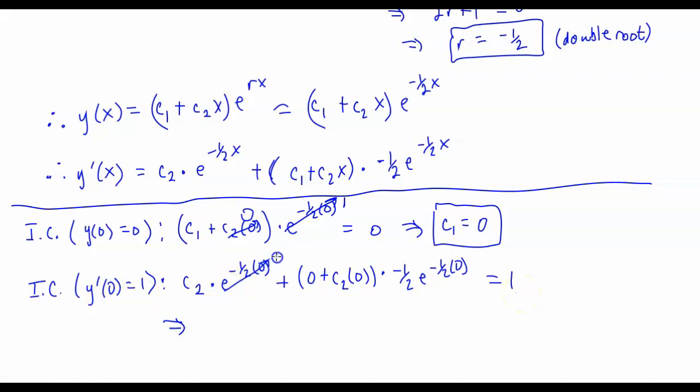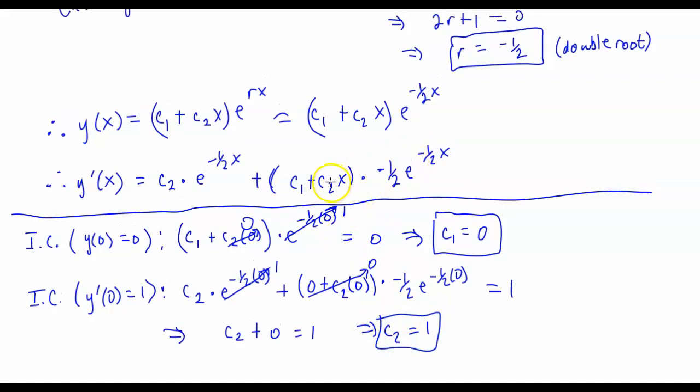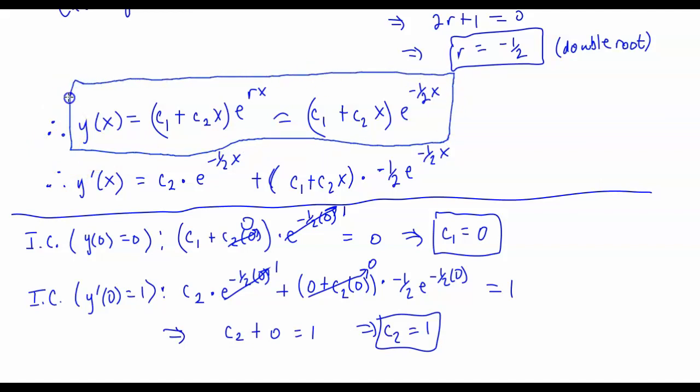So here we know all that goes to 1. So this is just C2 plus... Since all this is 0, 0 times anything is 0. So we have that, and this tells us that C2 is 1. So now that we have what C1 and C2 are, we go back to our original general solution here, and we see that C1 is 0.